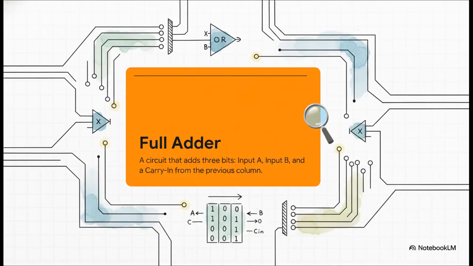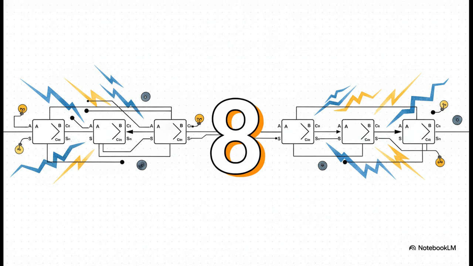And the solution is the full adder. Now, it's a bit more complex under the hood, but its job is beautifully simple. It takes 3 inputs: input A, input B, and that carry-in from the last column. It's the whole shebang, the complete package for handling one column of addition. And here's where things just get ridiculously powerful. You want to add two 8-bit numbers? Easy. You just chain 8 of these full adders together in a line. The carry-out from the first one becomes the carry-in for the second, and so on down the line. And because electricity moves at basically the speed of light, this whole calculation happens almost instantly.